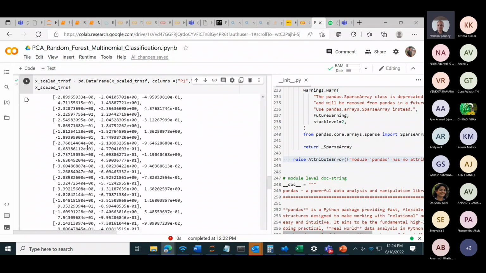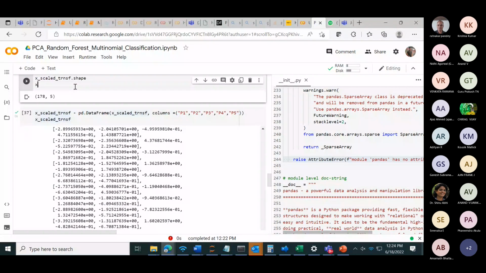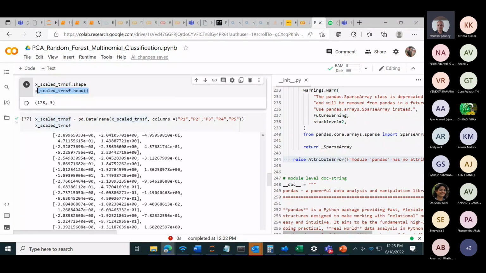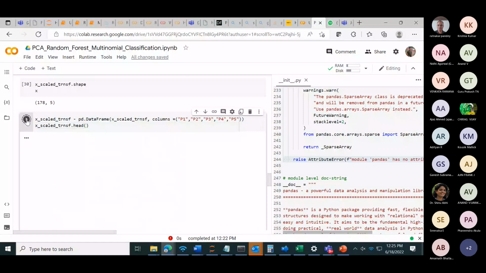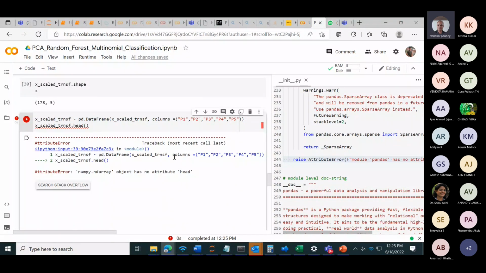Can you do the X scale transform dot head? The line over here. Just do the head. Instead of displaying everything, just do a head just to confirm. No, in line number 37. After line number 37, just do X scaled underscore transform dot head. Because that's where you're creating the data frame. So you should be looking at after that.